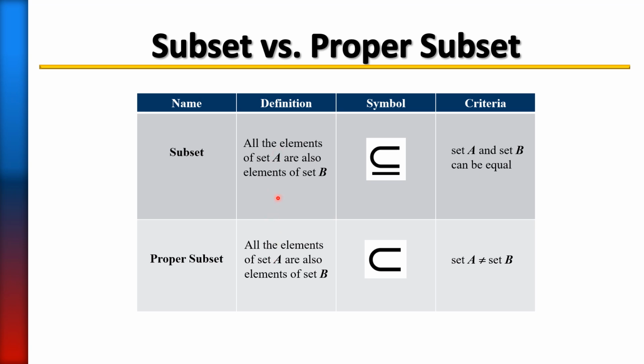All the elements of set A are also an element of set B. The symbols look pretty much the same, except a subset has a line underneath it. So you can think of it like a submarine underneath. A line is underneath, versus a proper subset doesn't have the line underneath. Now, in terms of the difference in criteria, with subsets it's okay if the sets are equal to one another, but they cannot be equal to one another with a proper subset. And there you have it.